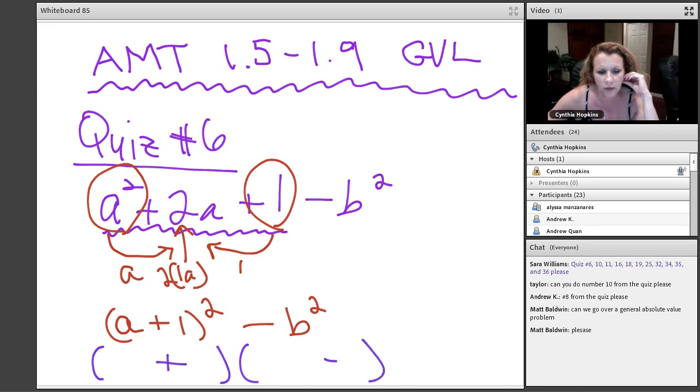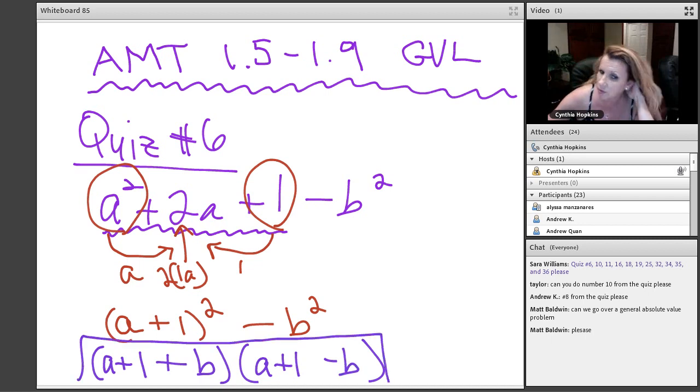So the square root of a plus 1, the quantity squared, is a plus 1. And so that goes here and here. And then the square root of b squared is b. That goes here and here. And that is my final answer. I now have 1 term. These are both factors, and both factors are completely factored and completely simplified. Okay, that is number 6.